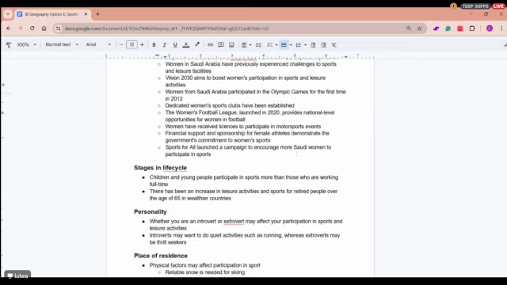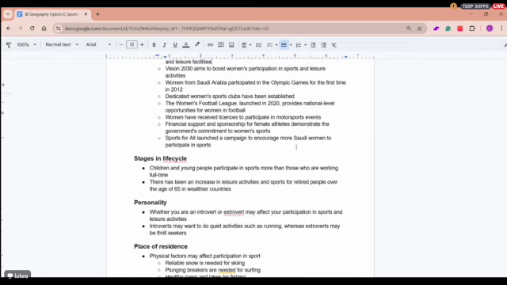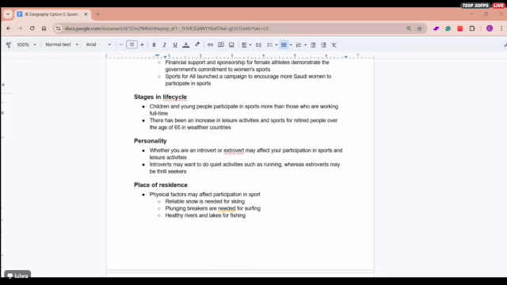And it also depends on your stage in life. So children and younger people will participate in sports more than those who are working. And those who are retired will also spend more time than those working as well.